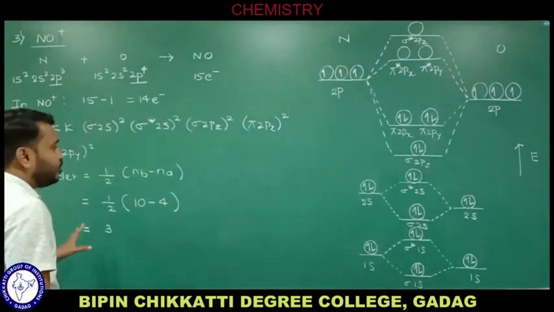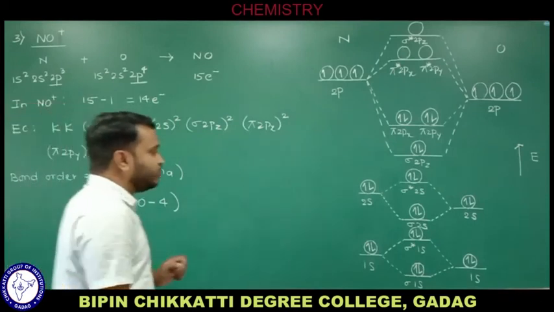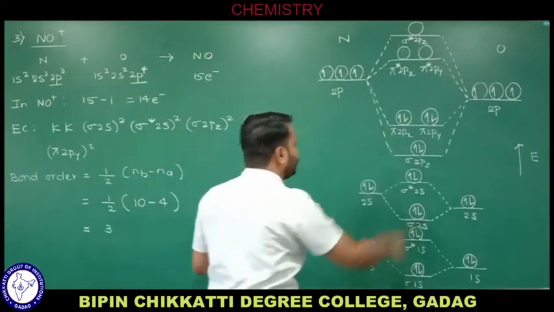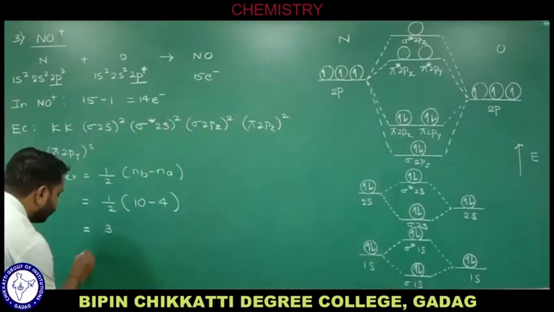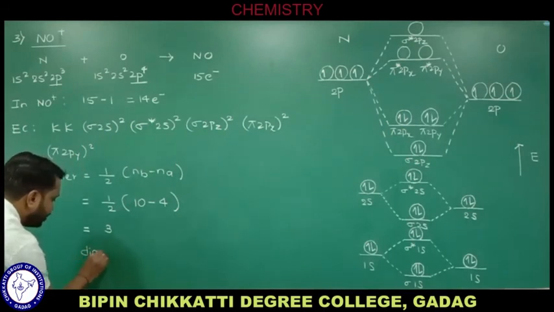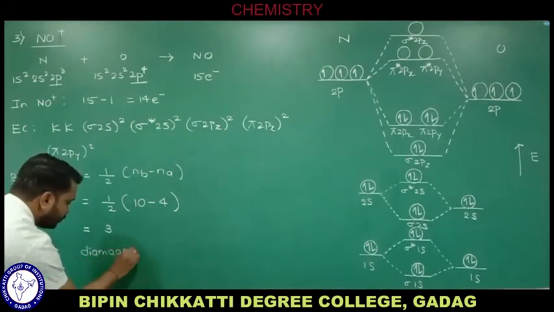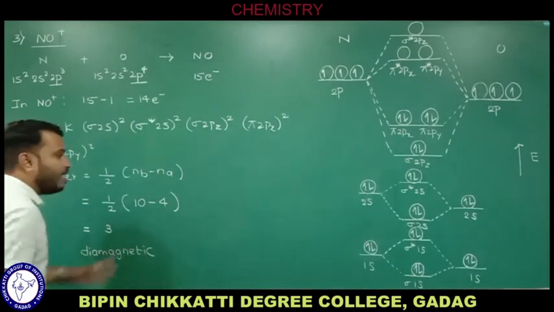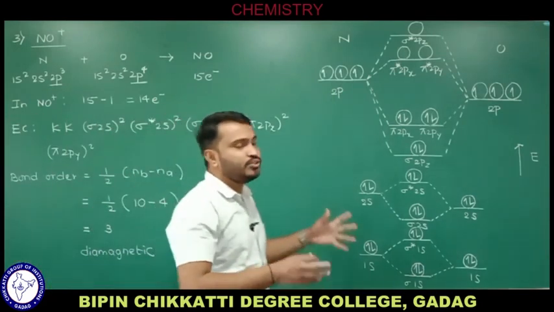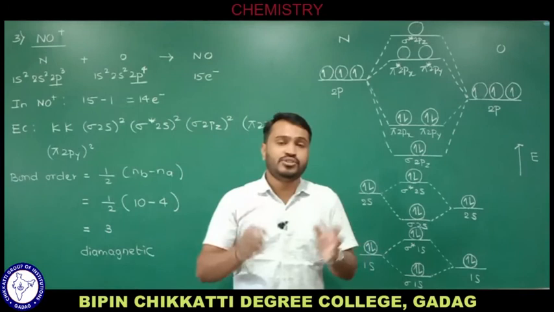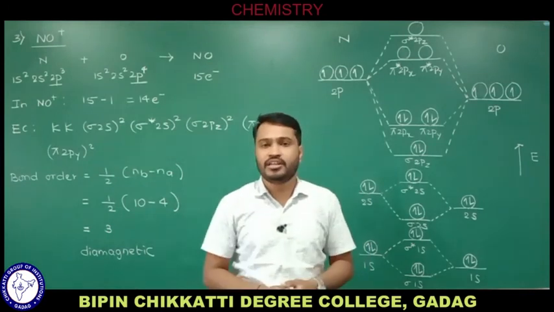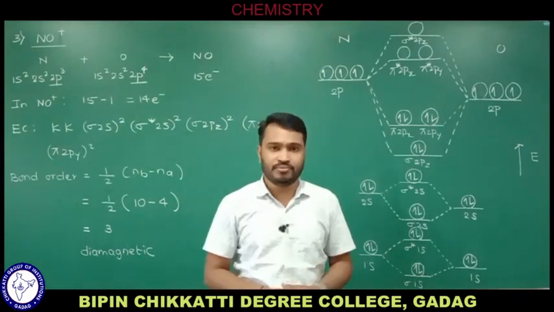And now you try to know what about the magnetic properties. If you consider the MOT diagram, we don't have any unpaired electrons, therefore this is diamagnetic in nature. This is diamagnetic in nature, since there is an absence of unpaired electrons, and that is all about the molecular orbital theory of the nitrosyl ion.